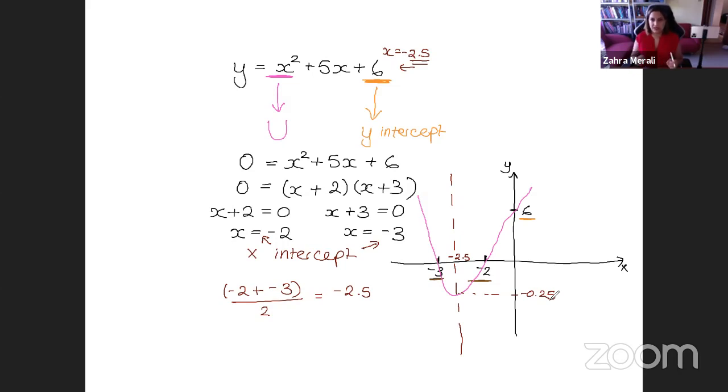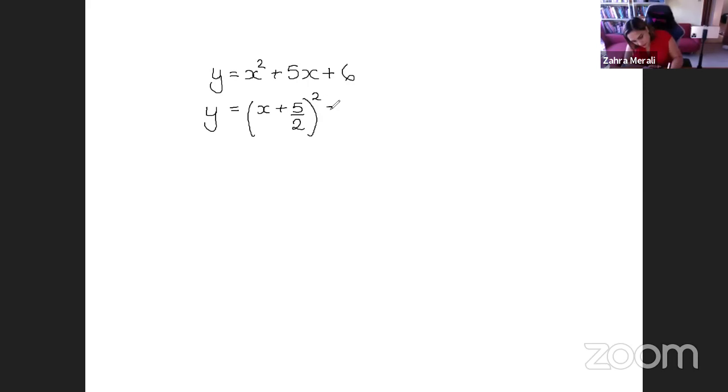Now, if you had been asked specifically to do it by completing the square, then let's do it using completing the square as well. So we had y equals x squared plus 5x plus 6, and say part A of the question was to complete the square. So we would half whatever's in front of the x, and that goes in the bracket with an x. And then we square that, which gives us 5 squared, which is 25, over 4, plus 6. So y equals x plus 5 over 2 squared minus a quarter.